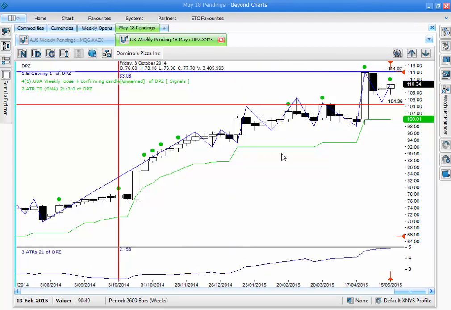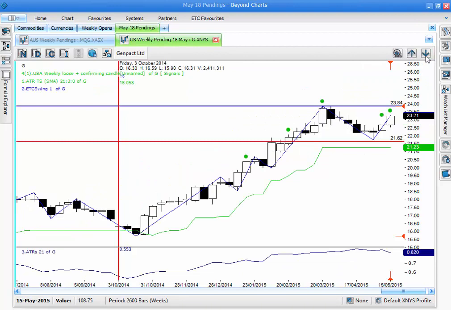So from that point of view, Domino's Pizza on stop at 114.02 with a limit to $115.16. Protective stop at 104.36. Next one on the list.